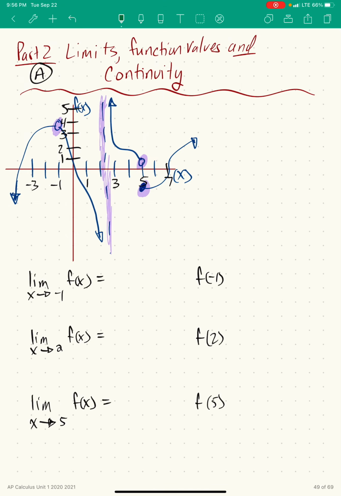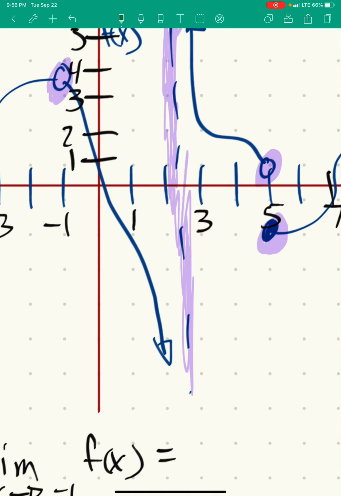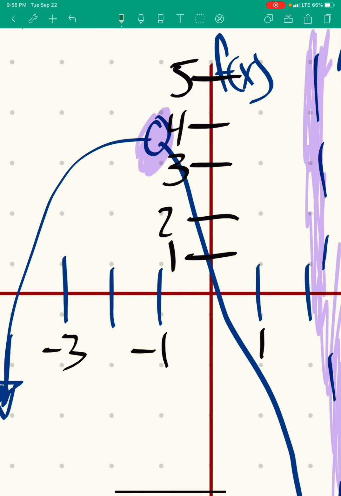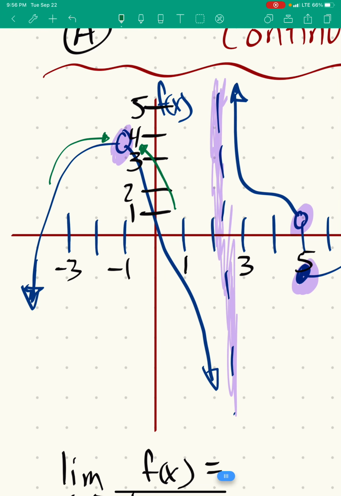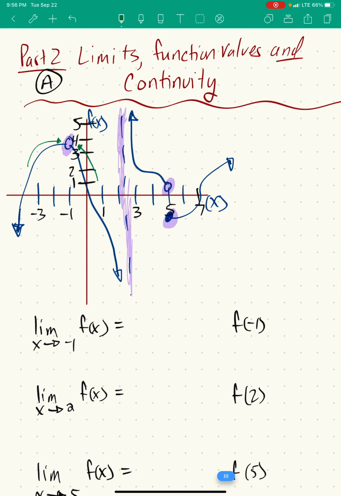So the limit as x approaches -1 of this function. So we're getting closer and closer to -1, which means we're going to trace it from this direction and then from this direction. And when we do that, that hole looks like it's approximately between 3 and 4 as a height. So we're going to say about 3.5. So that limit as x approaches -1 of the function is 3.5.